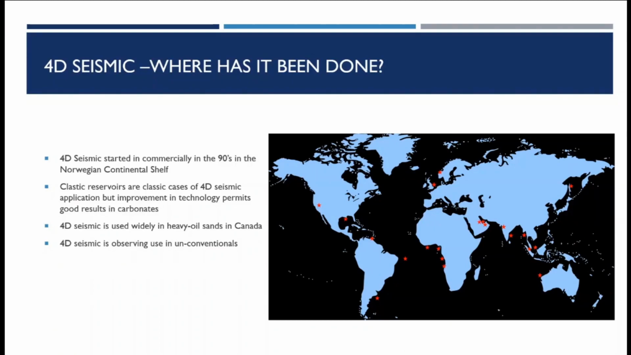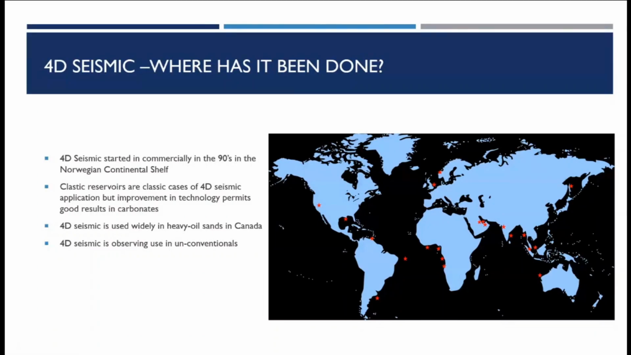Now, where has 4D seismic been done in a global picture? Essentially, the birthplace has been the North Sea, but since the 1990s, as you have seen that we have been talking about it, it has been commercially done across the world. Mainly, it has been the classic reservoirs where we have done. Later on, we have moved into carbonates. We have done it in unconventionals, meaning heavy oils. We have done it in Canada, and we are seeing much more effective use of 4D seismic in unconventionals over time. And this is the distribution that we have seen in different kinds of reservoirs.